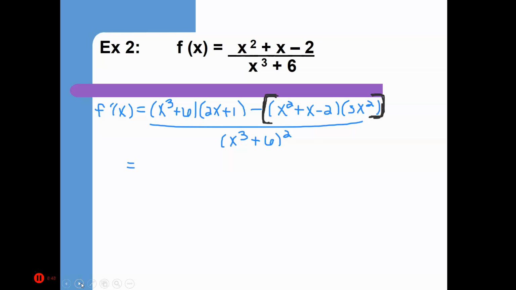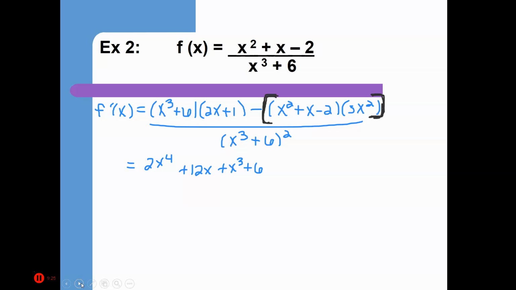So to clean it up, we do have to FOIL the numerators out. So x cubed times 2x is 2x to the 4th. 2x times 6 is 12x. 1 times x cubed is x cubed. And 1 times 6 is 6. Now you can either distribute everything and then take in the negative, or you can distribute the negative while you multiply. It just depends on how confident you are in your algebra.